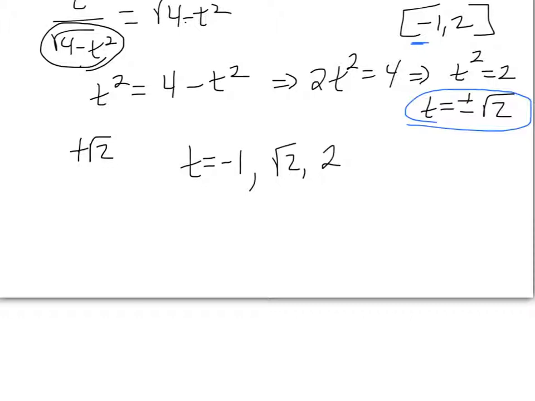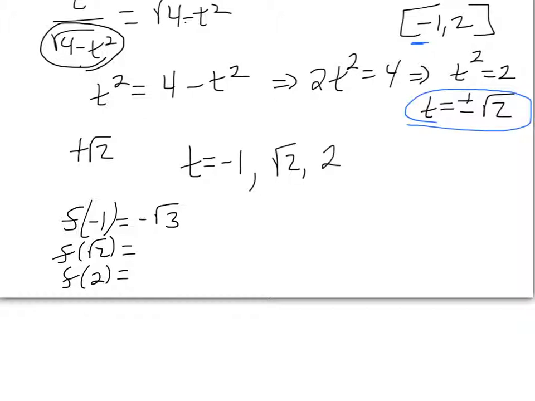All right, so to finish this up, we simply say f of -1, f of square root of 2, and f of 2. We plug those into the original function, and we get negative square root of 3, we get 2, and we get 0. All right, this guy is our lowest y value, so he will be our absolute min. And this guy is the highest y value, so he will be the absolute max.